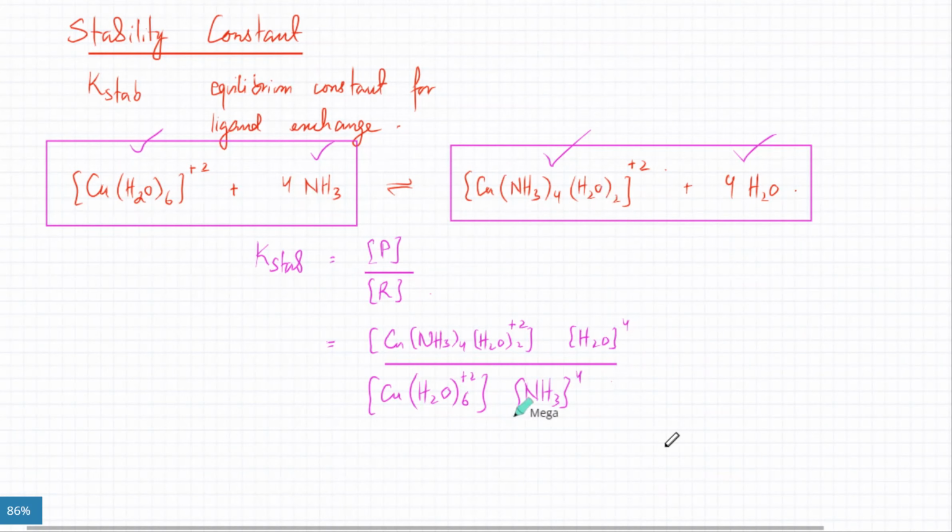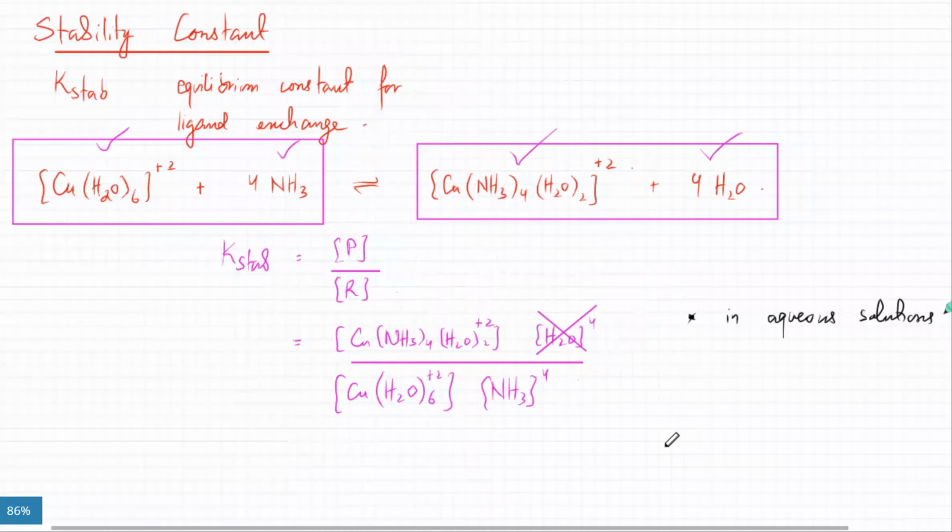Now, there's one thing that you should know, and it always applies to equilibrium constants. Remember this: in aqueous solutions, if everything is happening in aqueous solutions, then that indicates that water is in large excess. So whenever you have an aqueous solution, the amount of water remains constant, it hardly changes, because whenever something is in large excess, it becomes constant.